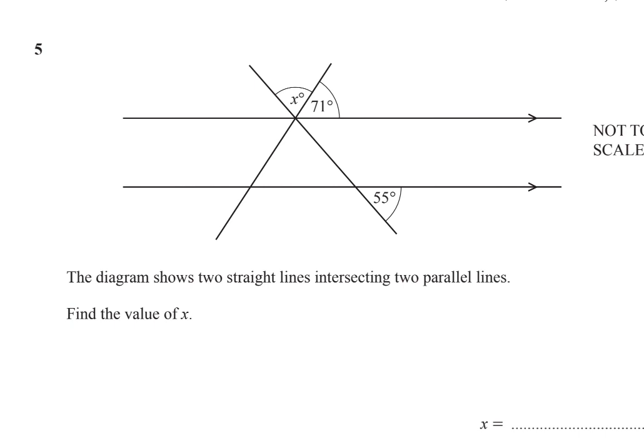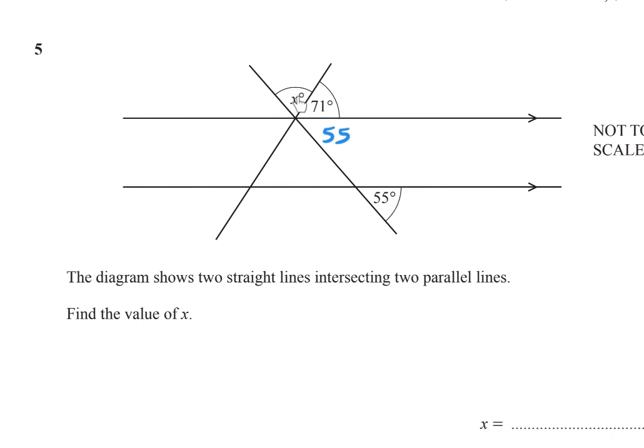Number 5. The diagram shows two straight lines intersecting two parallel lines. Find the value of x. How to find x? We have parallel lines. The angle under 71, we can make 55, because of corresponding angles, we have the letter F. So this angle is 55, this angle is 55, because corresponding angles are equal.